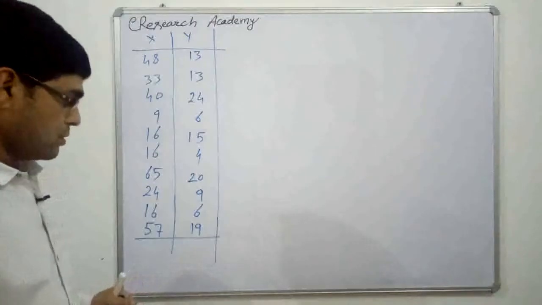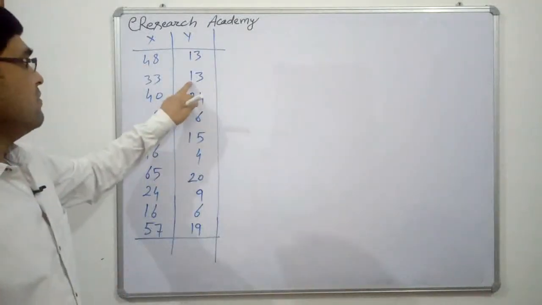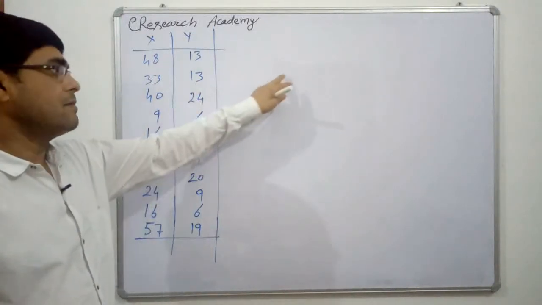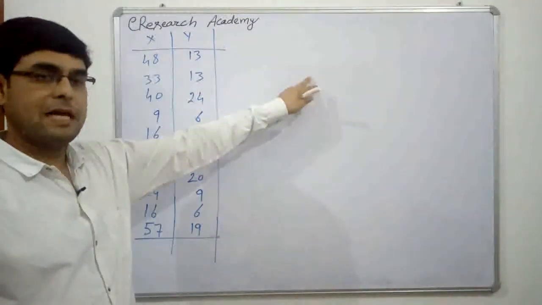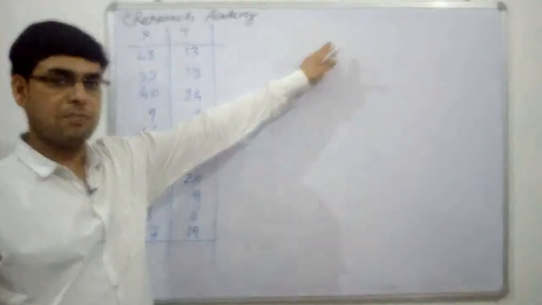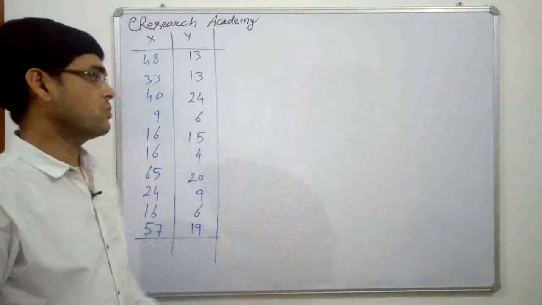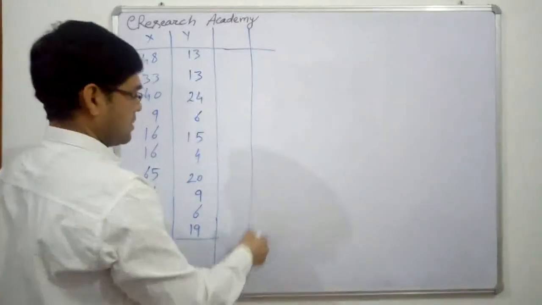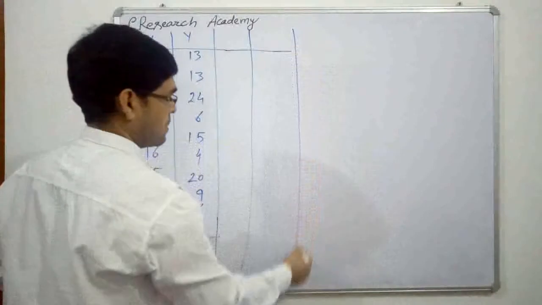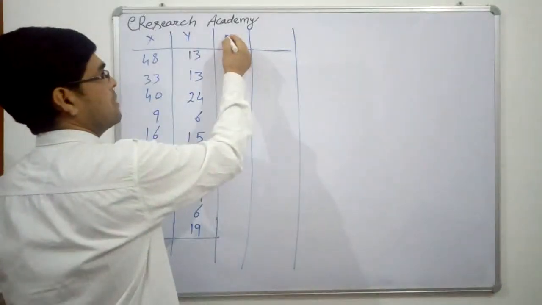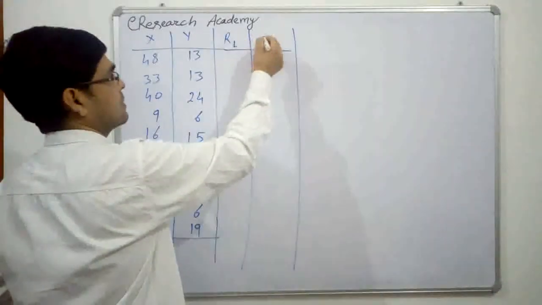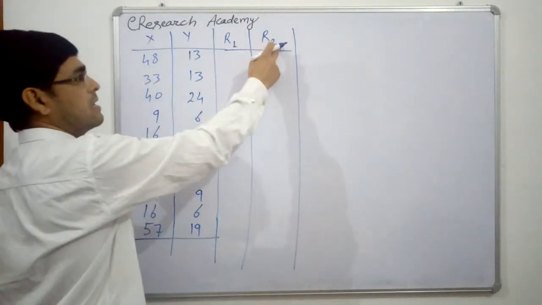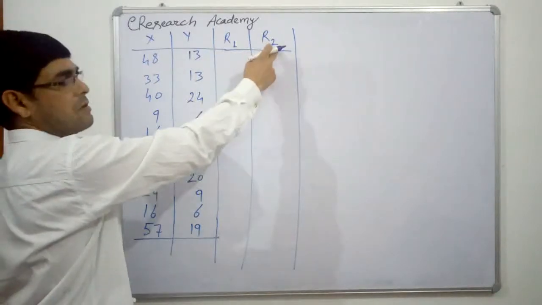So friend, as we know, if there is a repetition of ranks, then we have to apply a different formula. We will have to use an extended formula of the normal one that we used in the previous two questions. Okay, so let's start the answer of this question. As usual, we need ranks, rank x and rank y.